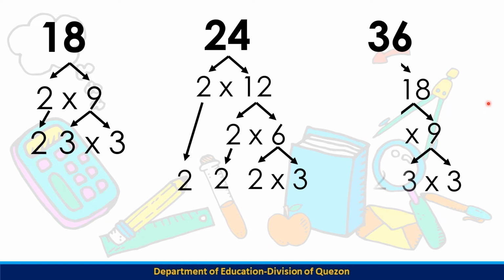Another one, the 36. 2 times 18 is equal to 36. Sa 18 naman, 2 times 9 is equal to 18. Then, sa 9 naman po, 3 times 3 is 9. So, may natira na lang po dito. Ini-bring down natin itong 2 and 2 para po mas kita natin. 2 times 2 times 3 times 3.